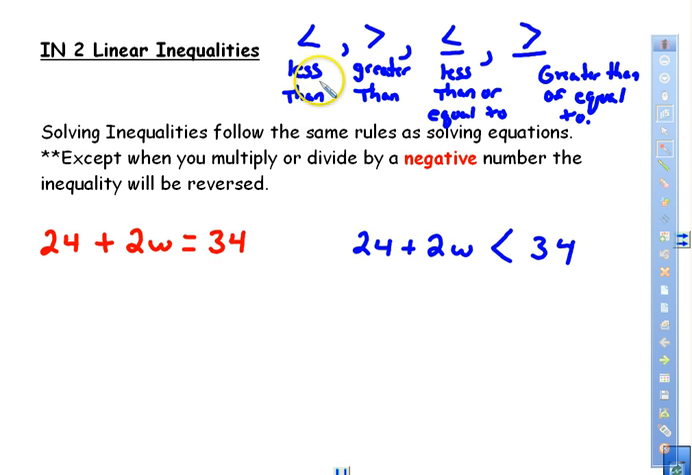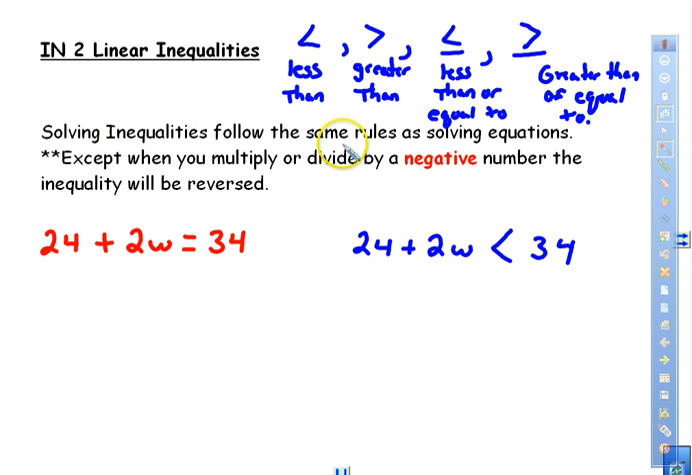An inequality is going back to our less than, greater than signs, but it can also mean that it is less than or equal to, or it can be greater than or equal to. That's what this little line below it is representing.